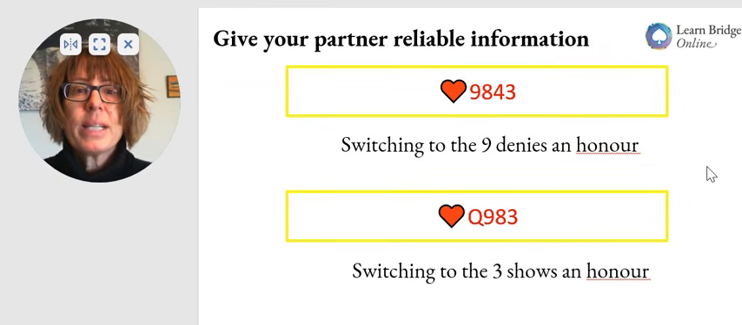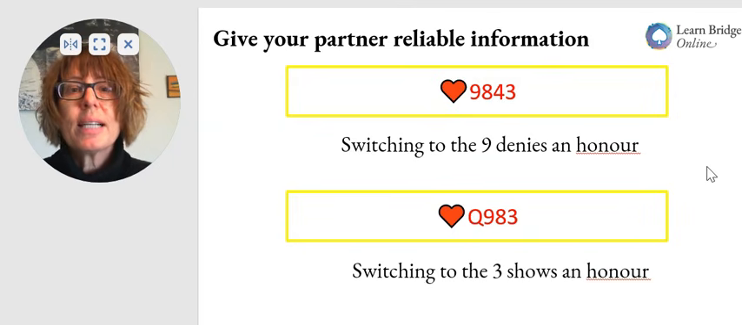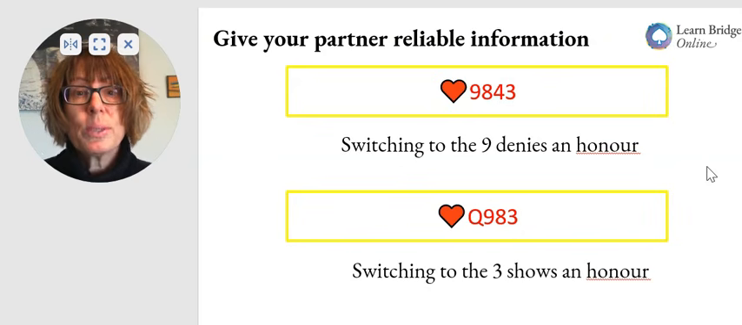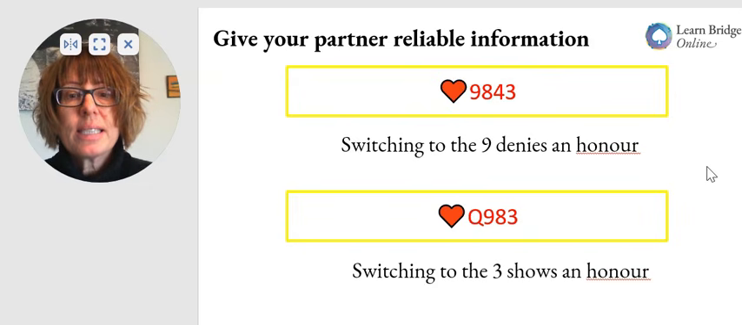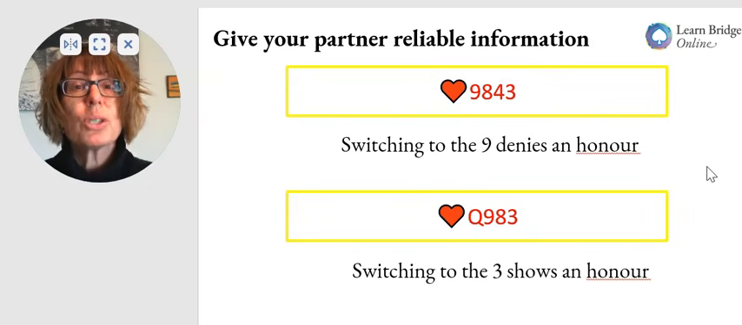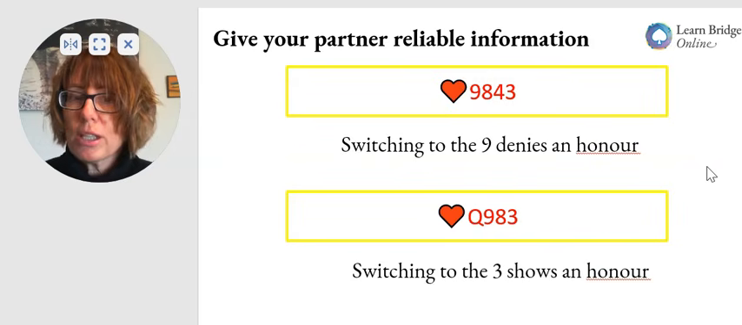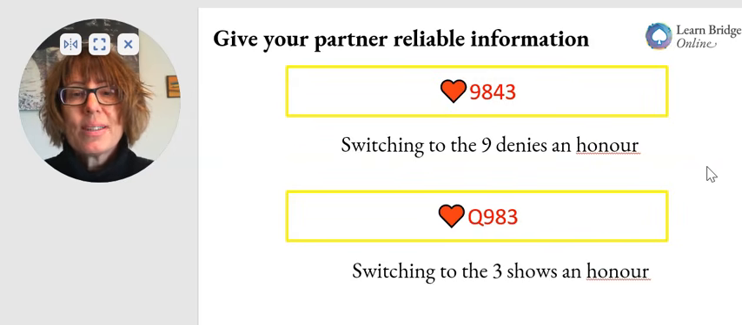Here's a couple of wee examples. I'm choosing to switch to a heart. In the top one where I have 9, 8, 4, 3, I'm going to play the 9, and switching to the 9 denies an honour. In the second example, Queen, 9, 8, 3, I'm choosing to switch to a heart. I'm going to play a low heart. I'm going to play the 3, and that says to partner, I have an honour in this suit.